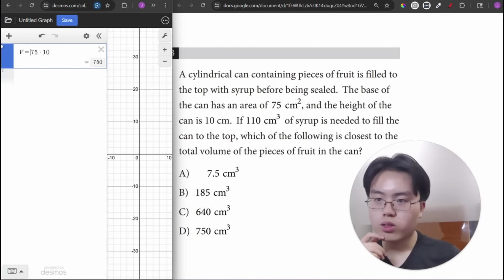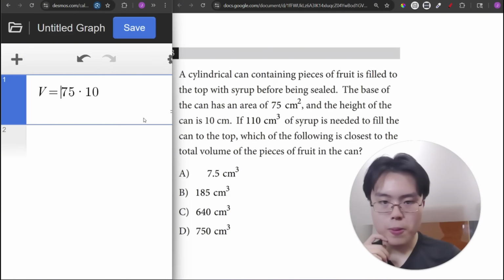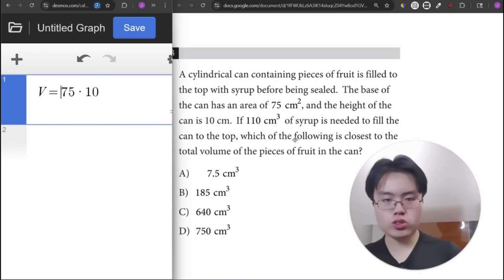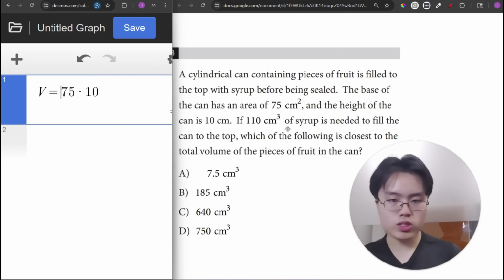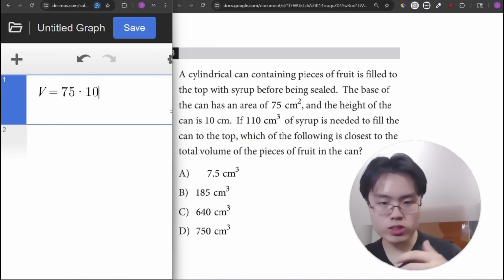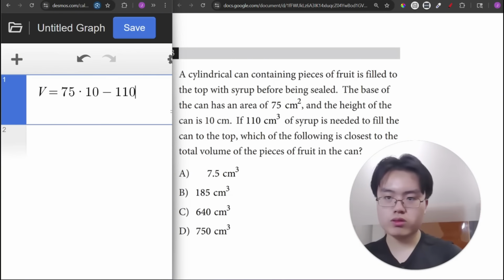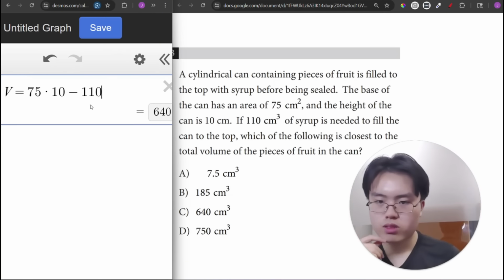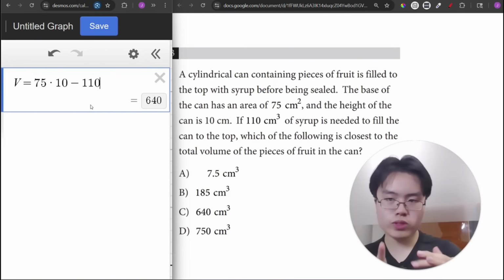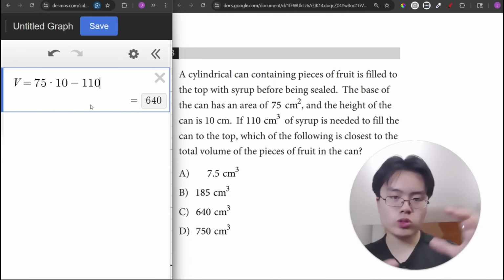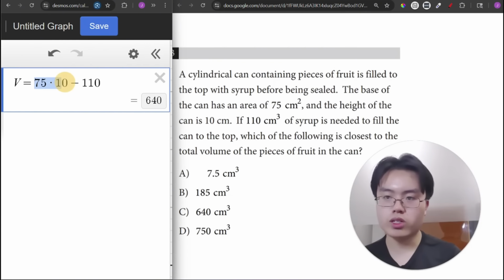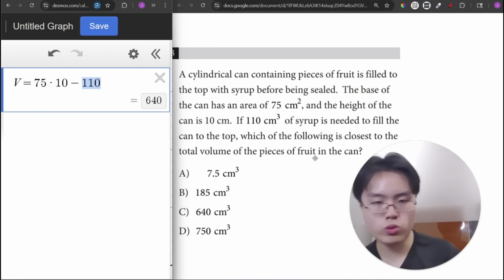Now, how do we do this? We just need to find the pieces of fruit in the can, and all that's in the can is just syrup and fruit, and we know the syrup. So if we subtract out the syrup, what's left is going to be the fruit. Hopefully that makes sense, because there are only two different things that make up the volume of this entire thing. If we get rid of all the other stuff, what's left is just going to be the fruit, which is what we're trying to find.